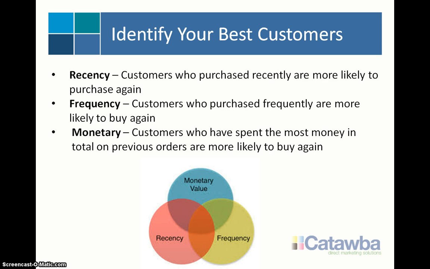So once you have your database clean, it's good to identify your best customers. You can do this with an RFM model. The R in RFM stands for recency, and you want to focus on customers who purchased recently because they're more likely to purchase again. You want to focus on customers' frequency, so this is customers who purchase frequently are more likely to buy again, so they've purchased multiple times. And then monetary, so these are customers who have spent the most money in total on previous orders and are more likely to buy again. So you want to focus on people who have bought recently, if they bought frequently, and if the customer has spent the most money.